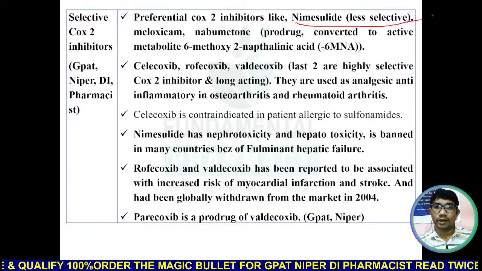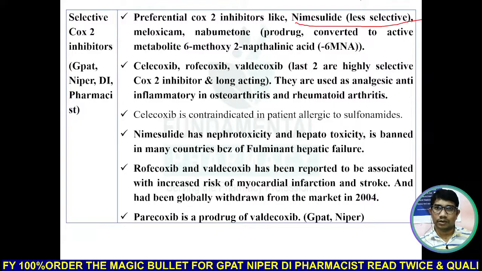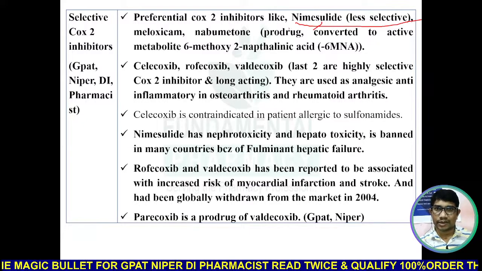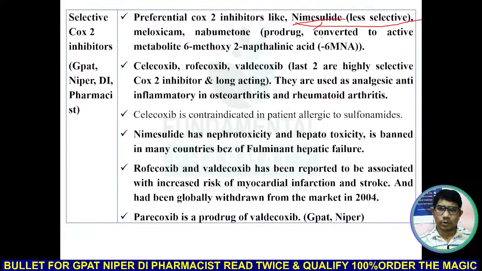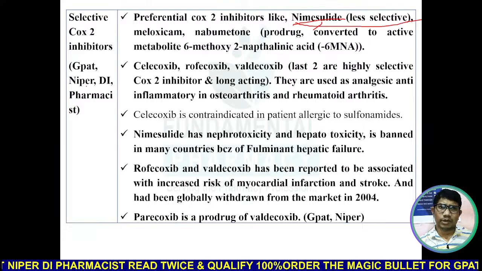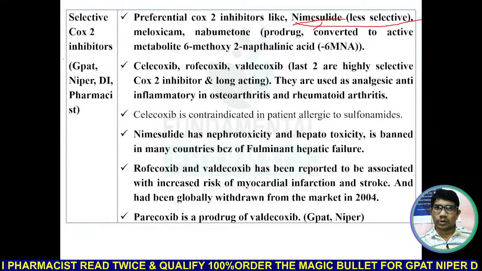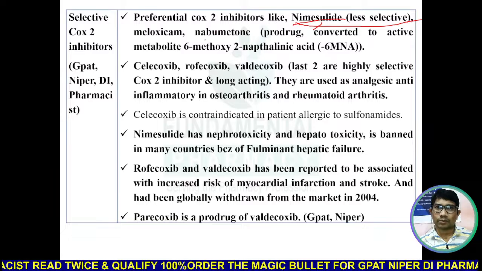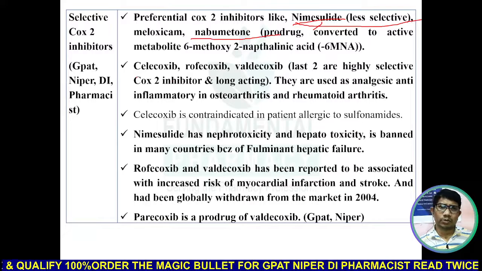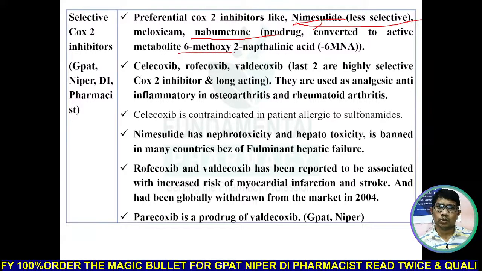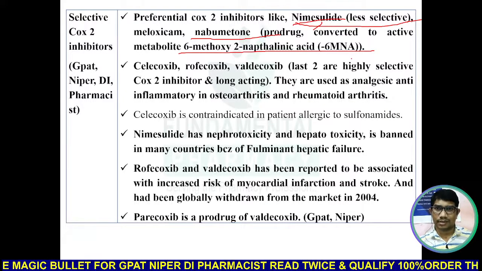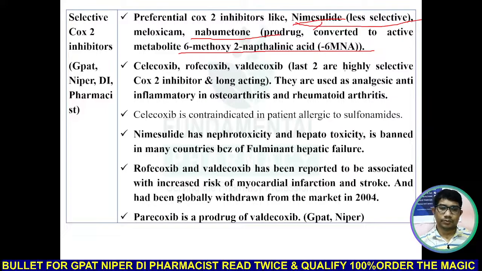And it is no more used. It is banned; we'll see in the commentary. Nimesulide has not been used in India since 2011. Nimesulide causes prominent hepatotoxicity as an adverse effect, which is why it is no more used in children. Then meloxicam, nabumetone. Nabumetone is a prodrug converted into the active metabolite 6-methoxy-2-naphthylacetic acid, 6-MNA, which must be remembered.